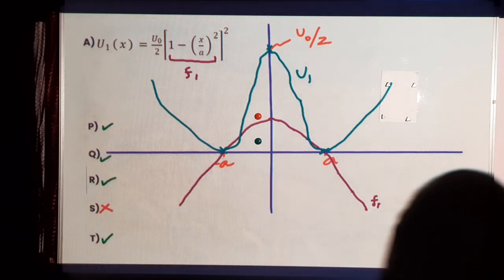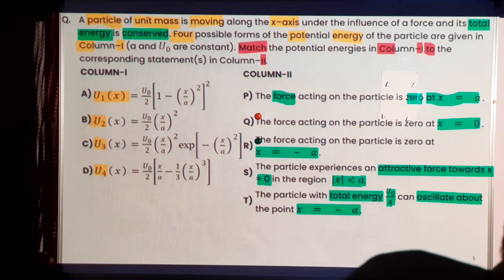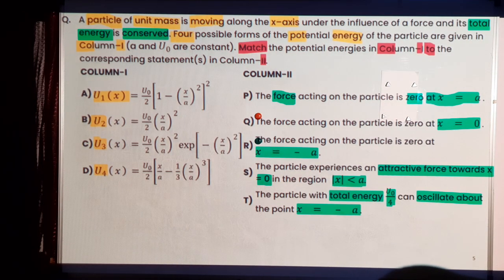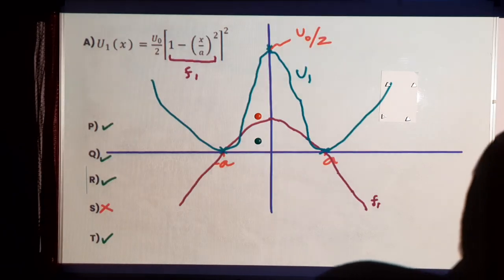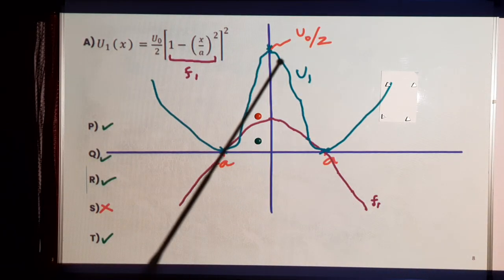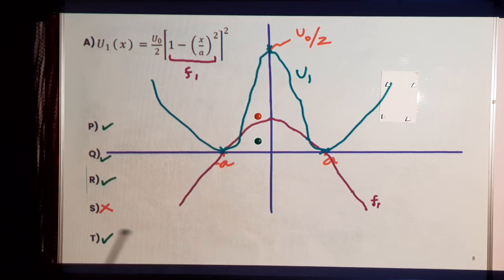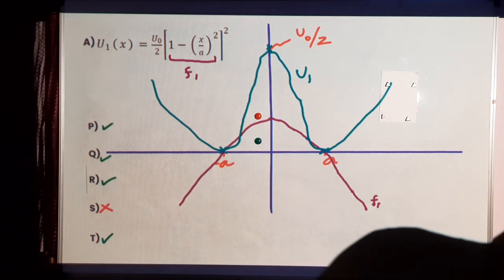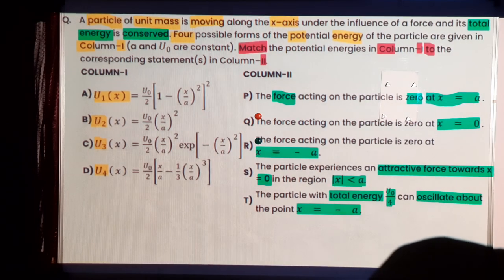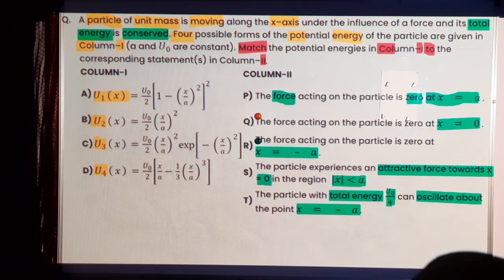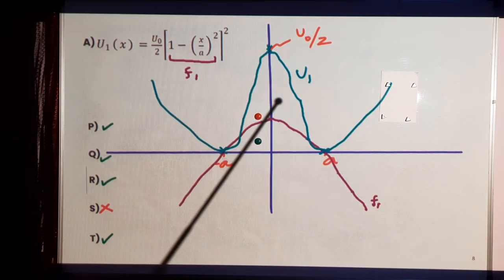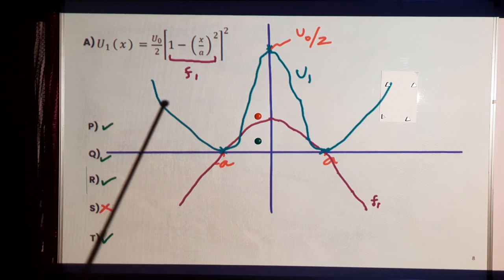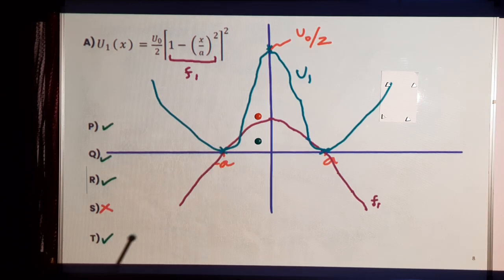And statement S, the particle experiences attractive force towards origin. There is no attractive force towards origin, because if it is here, it will move away from origin. So S is not true. And statement T, particle with energy U0 by 4 can oscillate about the point x equal to minus a. So U0 by 4 will be here. So it can oscillate about this point. If it is initially here, it can oscillate like this. So T is true. So A will match with PQ and T.